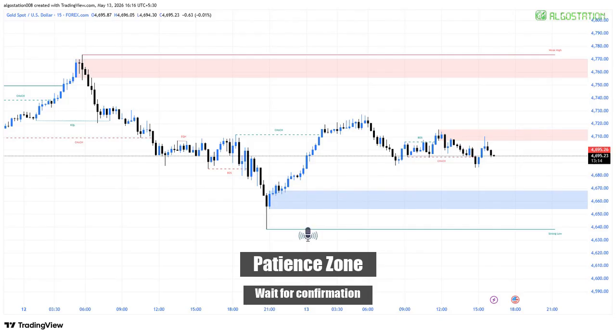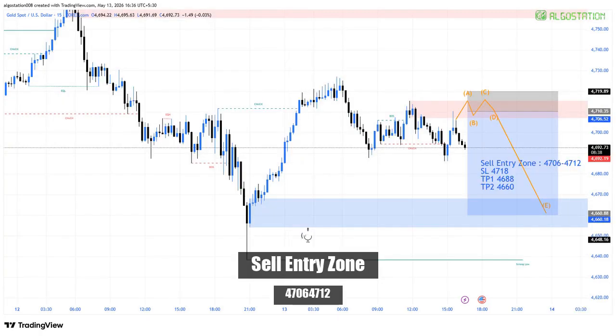This is where patient traders wait. No prediction, only reaction at key liquidity zones. The roadmap is clear. Raid liquidity, confirm structure, then expand. Let's break down the exact sell opportunity first. Ideal sell setup comes from a retracement back into intraday supply between 4,706 and 4,712.